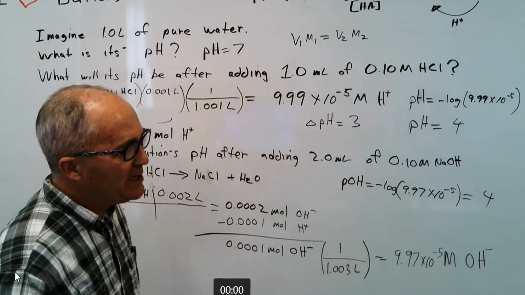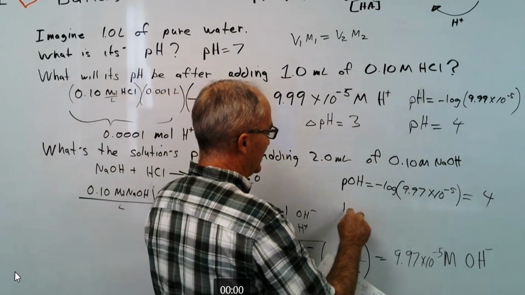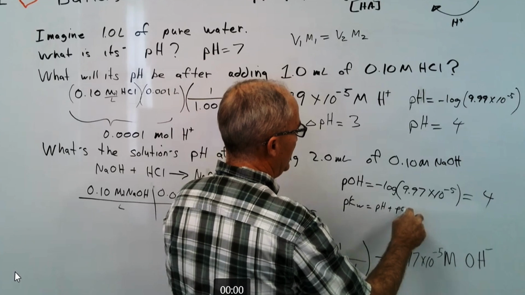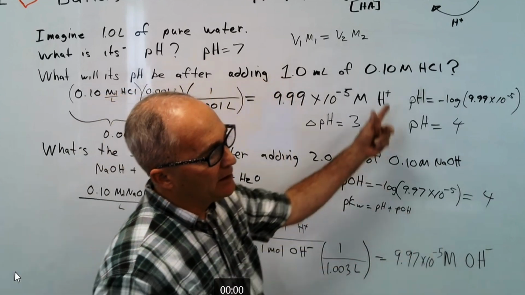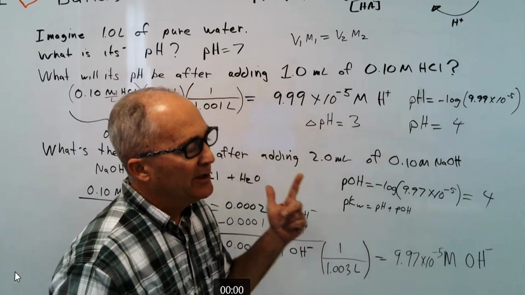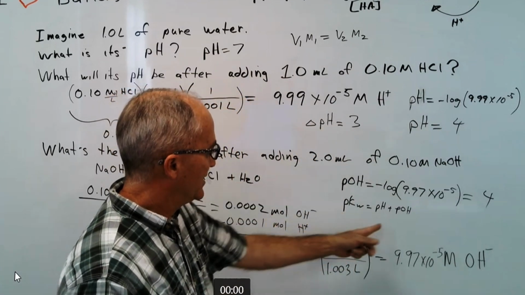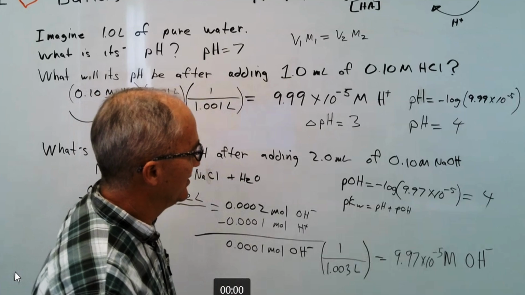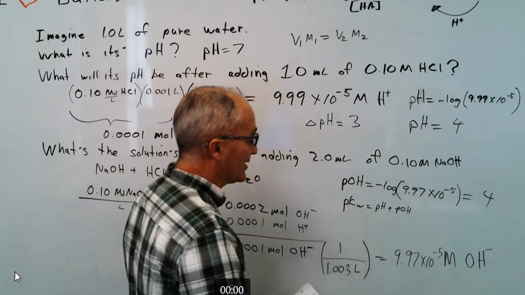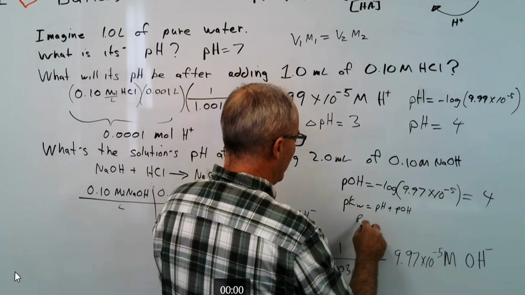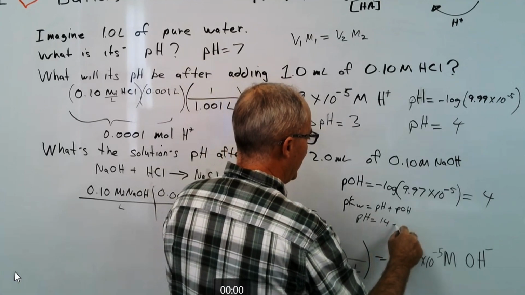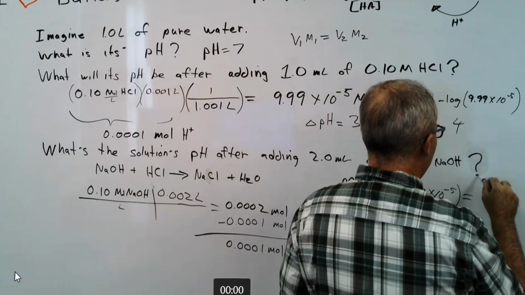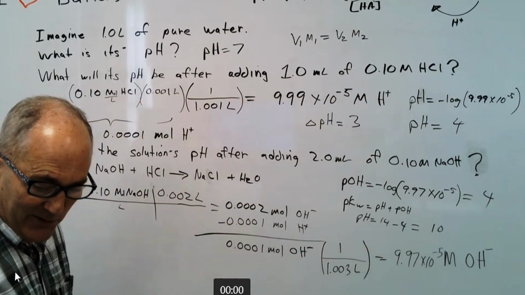Alright, now that's pOH. So now I'm going to use this pKw equals pH plus pOH. That kind of reminds me of that log identity when I have Kw equals, take the log of both sides. There's that log of a product is equal to the sum of the logs. Alright, so pH is going to be equal to 14 minus 4 equals 10. So here we go. Answer, pH of 10.